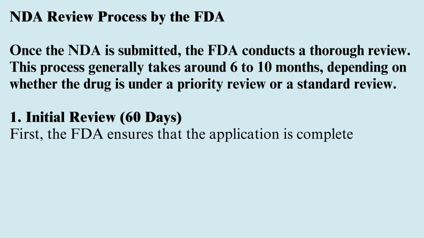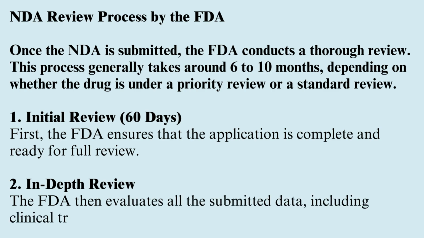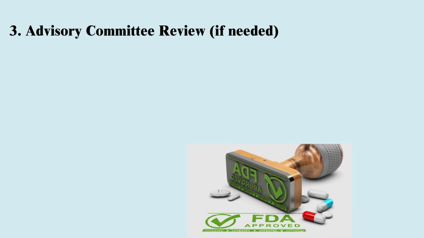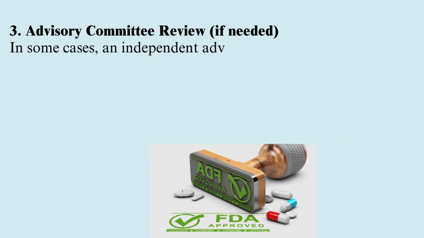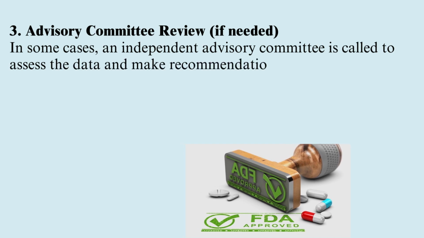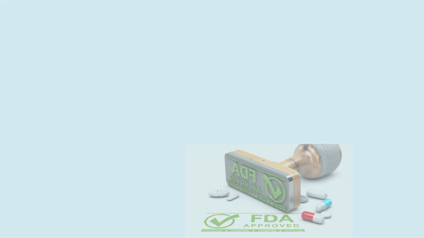First, the FDA ensures that the application is complete and ready for full review. In-depth review. The FDA then evaluates all the submitted data, including clinical trials and manufacturing processes. Advisory committee review. If needed, in some cases, an independent advisory committee is called to assess the data and make recommendations. FDA decision. After review, the FDA can approve the drug, ask for more data, or reject the application.